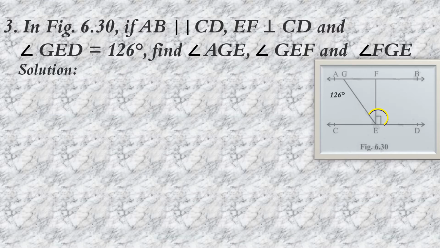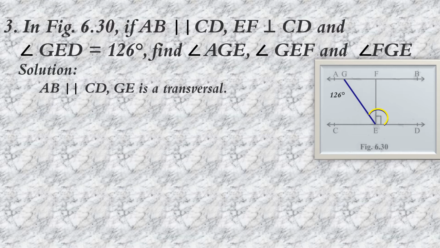In figure 6.30, if AB is parallel to CD, EF is perpendicular to CD and angle GED is equal to 126 degrees, find these angles. So if AB and CD are parallel lines, GE is the transversal. Look at the figure. GE is the transversal. Then alternate interior angles are equal.